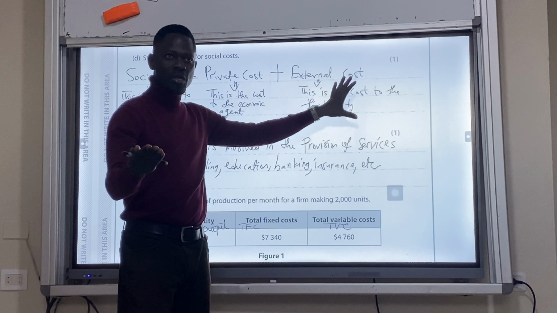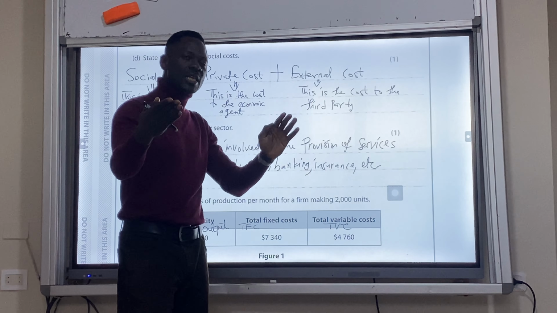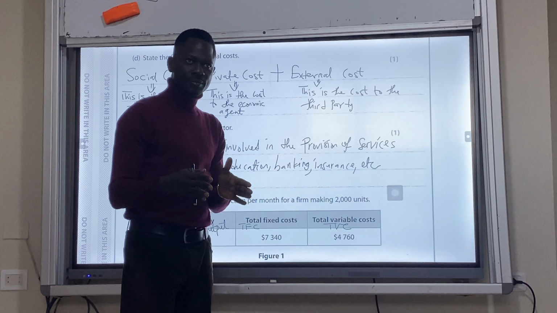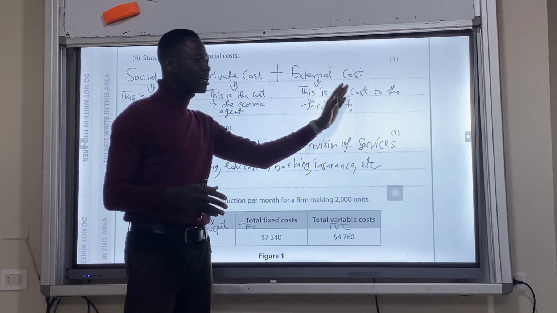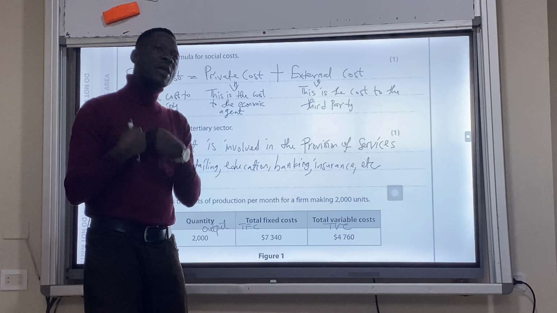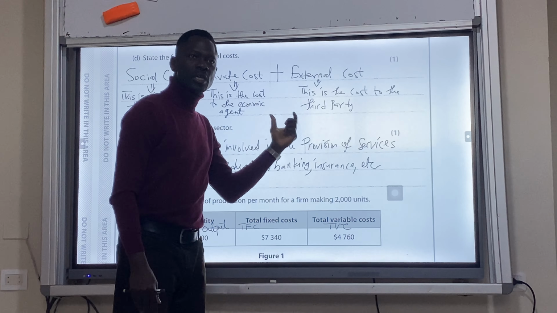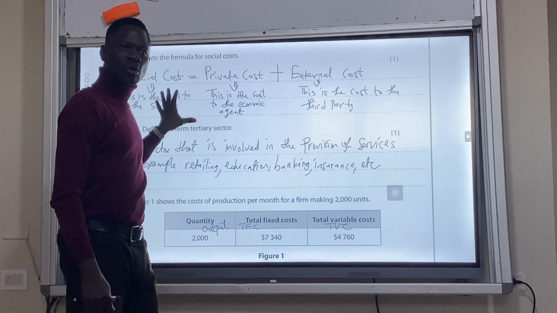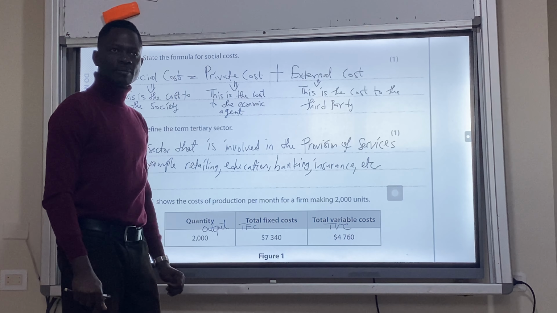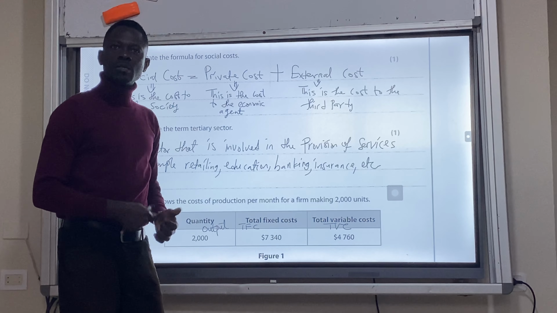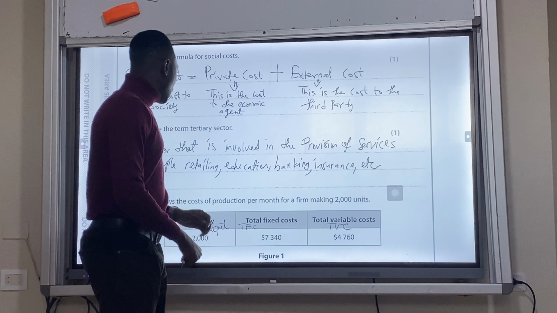But one way or the other, directly or indirectly, you are paying for it. That is external cost. The cost I pay for based on my action is private cost. The combination of both gives us the social cost. That's why social cost is the cost to the society. Is it clear? Any question, please? So shall we move on?